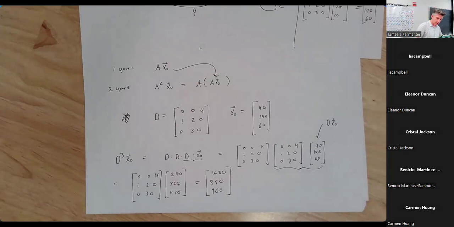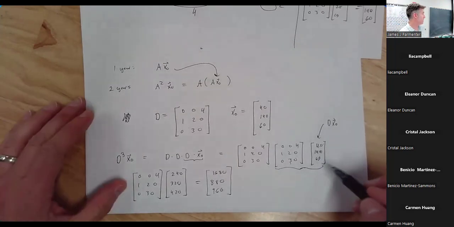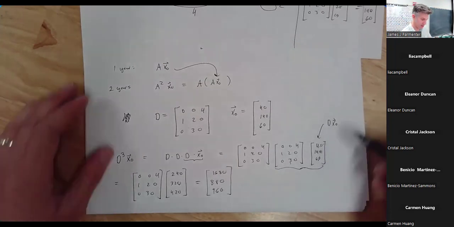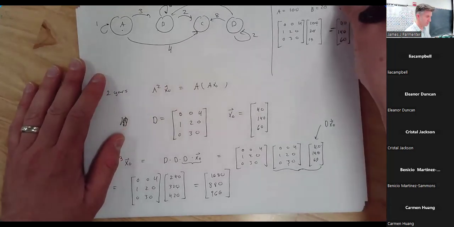This was the matrix D multiplied with X naught the first time, which I did up here. So I was just trying to save myself a little bit of work. Yeah, good point.